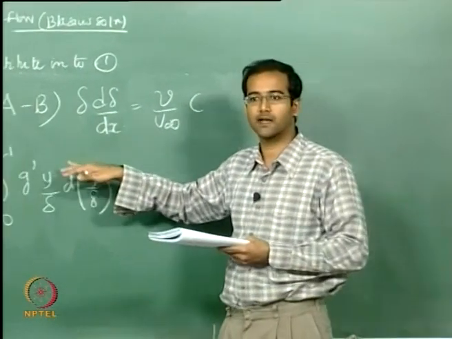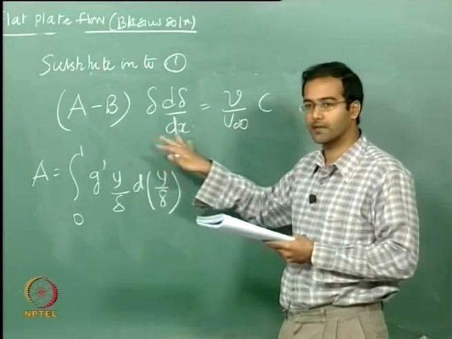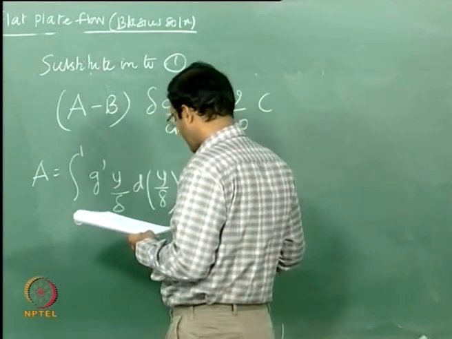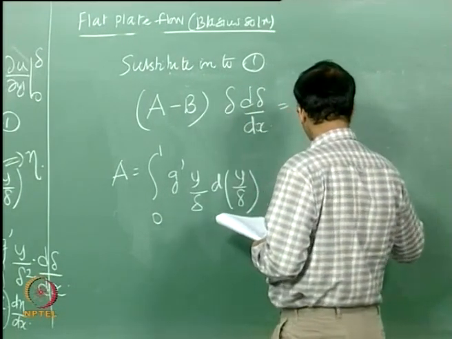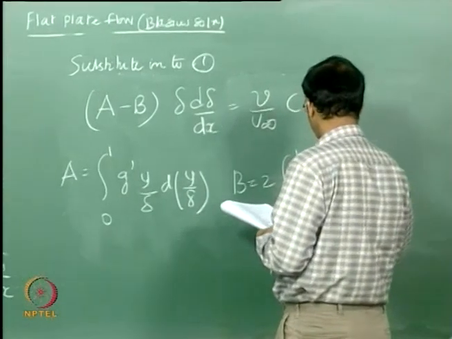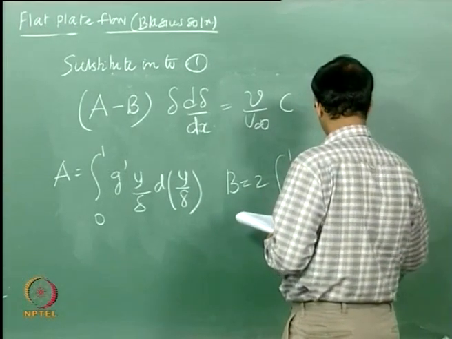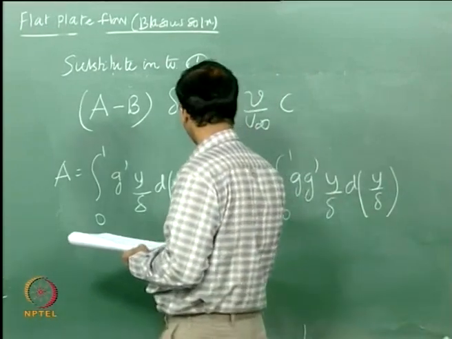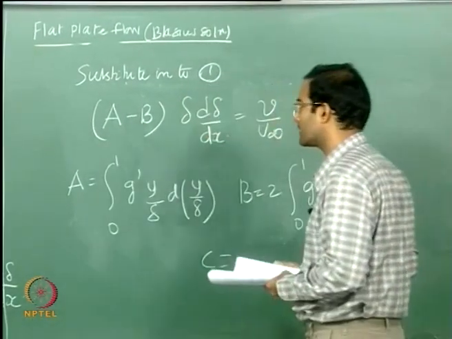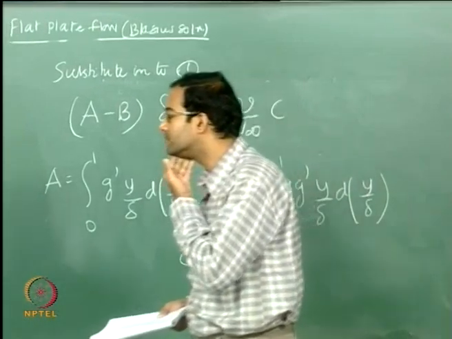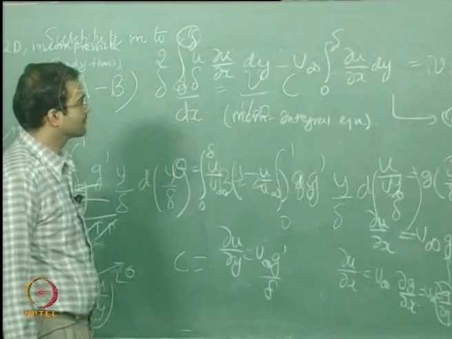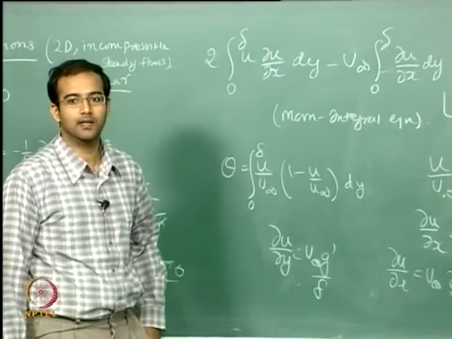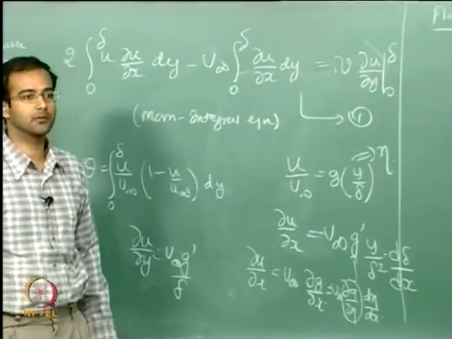You are just rewriting everything in terms of y by delta, grouping the terms together, and b is 2 times the integral from 0 to 1 of g prime of y by delta into d(y by delta). And your c, can you now guess and tell me what c should be? This you should be able to tell. 0 to 1. Why? It's already integrated and the limits have to be applied.